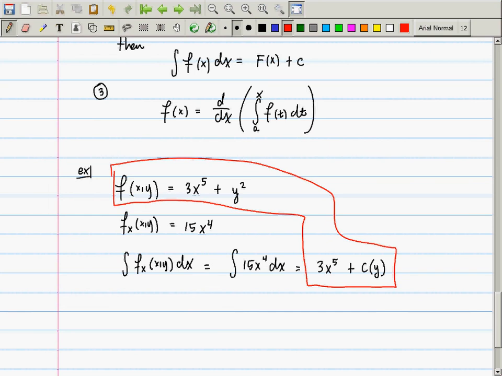Having a look and just comparing these two, you should be able to tell me exactly what that function of y is. What is it? y squared, right? If I wanted to fully recover f from its x partial. So the constants of integration are now going to be constant with respect to the one variable you were computing the antiderivative with respect to, but it may depend on all of the others. Okay, so does everybody see what's happening?